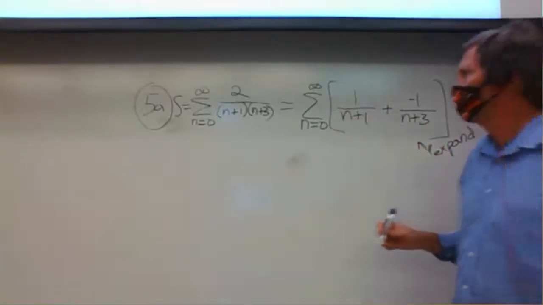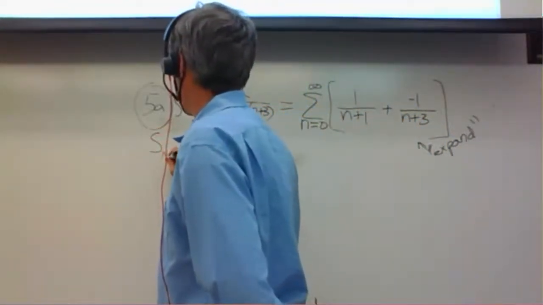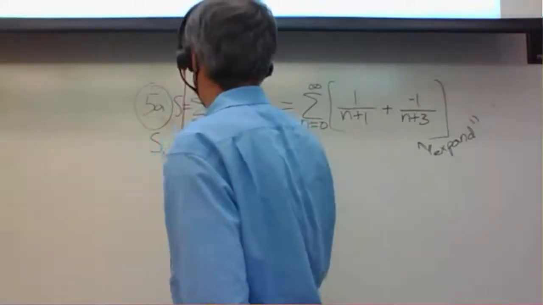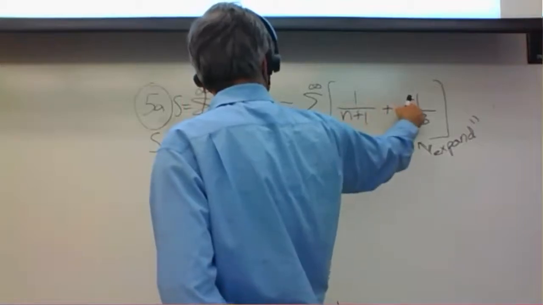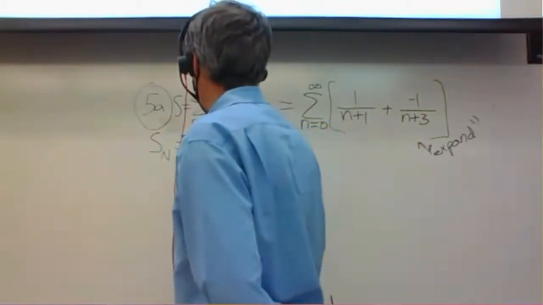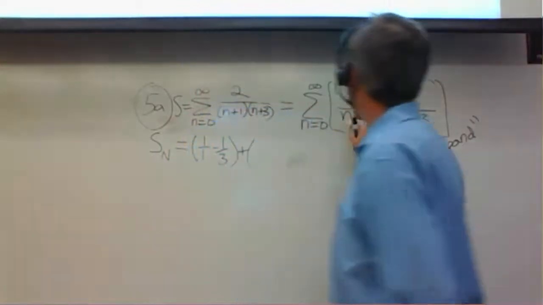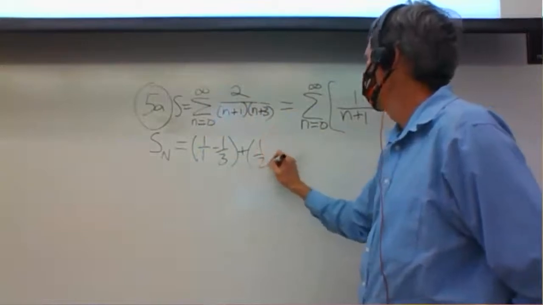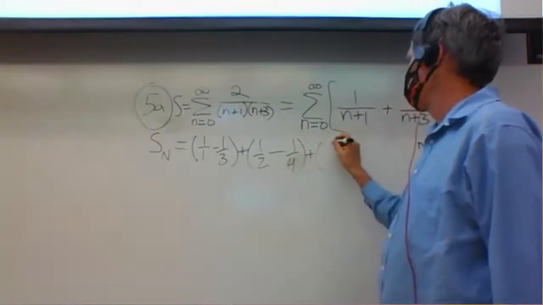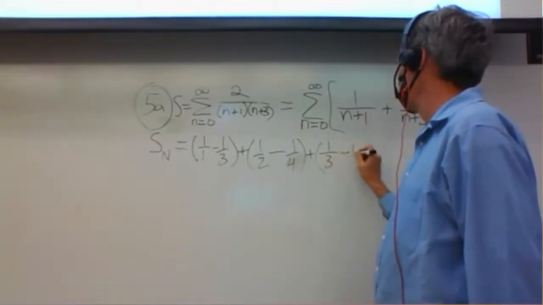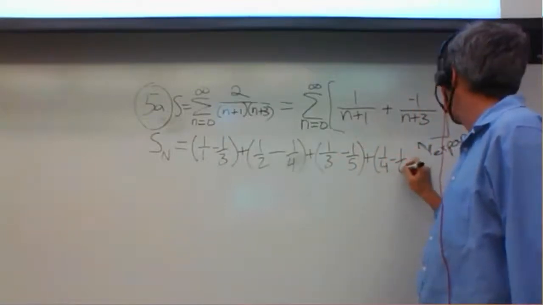And now what you do is, given that you want to calculate that sum, you can do it by first calculating the nth partial sum, right? The sum of these first n terms. With the first term, when n equals 0, you get 1 over 1 plus minus 1 over 3. So you get 1 over 1 minus 1 over 3. Then when n equals 1, you've got 1 over 2 minus 1 over 4. When n equals 2, you've got 1 over 3 minus 1 over 5. And you start to see the pattern: 1 over 4 minus 1 over 6.